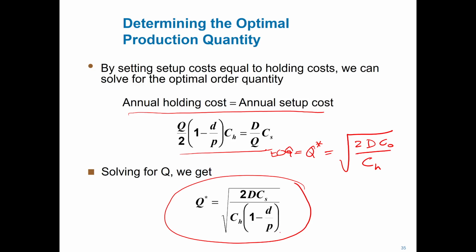Now if you see over here, if P is very large and D is small, D is approaching, let's say, 0, and this is approaching infinity, then this becomes 0 or almost 0. Then what we can say is that this model is the same as the instantaneous model. Okay, the only difference is 1 minus D over P. If P is large and D is small, then the model reduces to the same as the instantaneous receipt model.